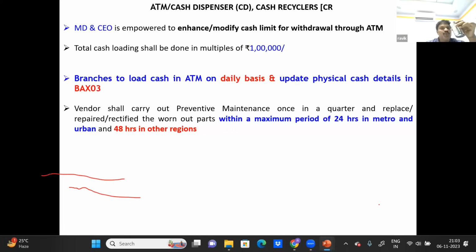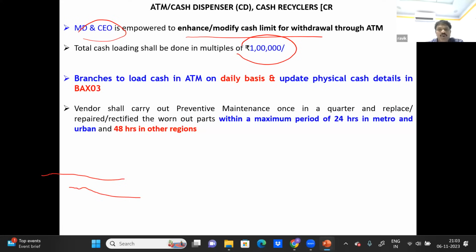Now, MDCO is empowered to enhance or modify the cash limit for withdrawal through ATM. If you want any modification of withdrawal through ATM, only MDCO has to permit. Total cash loading shall be done in multiples of 1 lakh. Always we have to load in multiples of 1 lakh. See, this is a very important point you have to remember. Generally, we will put 2.5, 3 lakhs. No, always 3 lakhs, 4 lakhs, 5 lakhs only we have to keep.